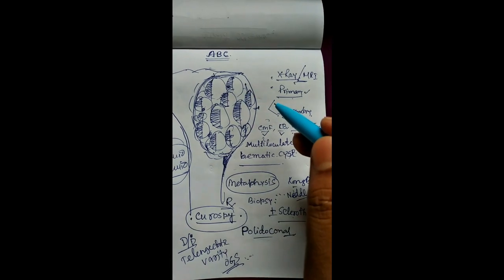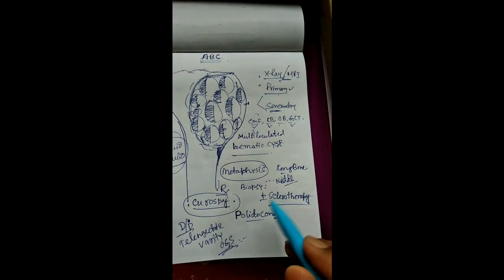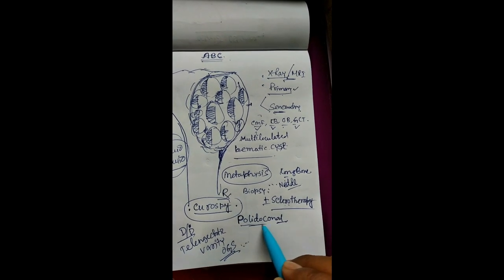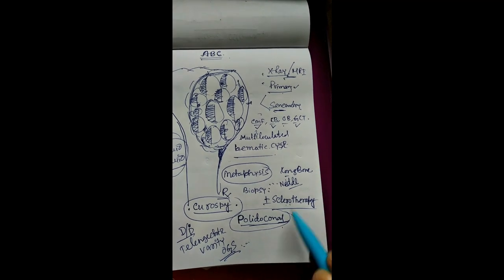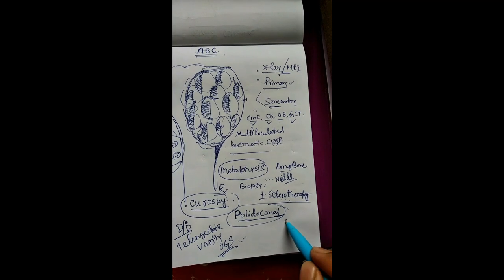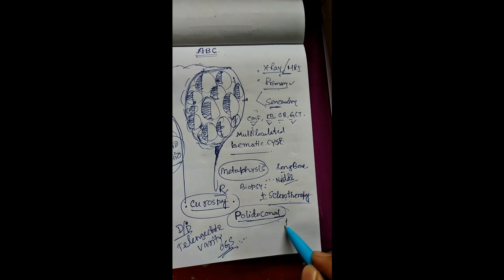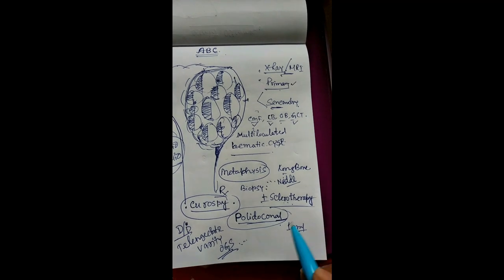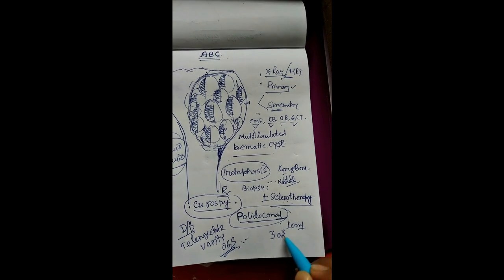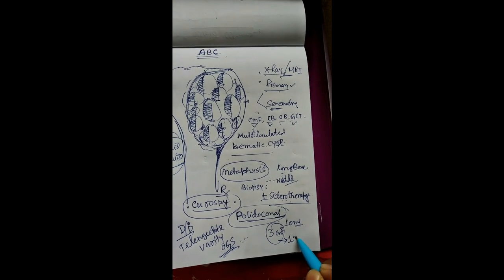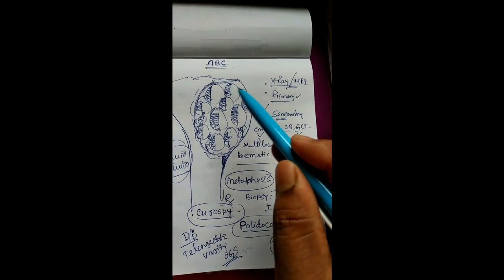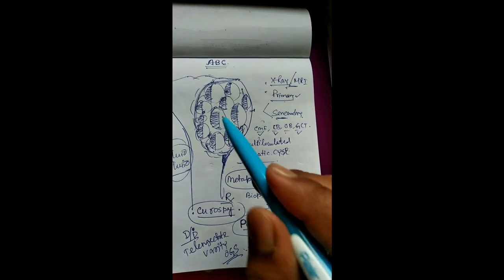We can even do it under local anesthesia as a daycare procedure. After that, we can put polidocanol. Polidocanol is one type of sclerotherapy. A maximum of 10 ml polidocanol can be used, at 1 ml for every 3 cubic millimeters of space. On MRI we can assess how many cubic millimeters of area there are.